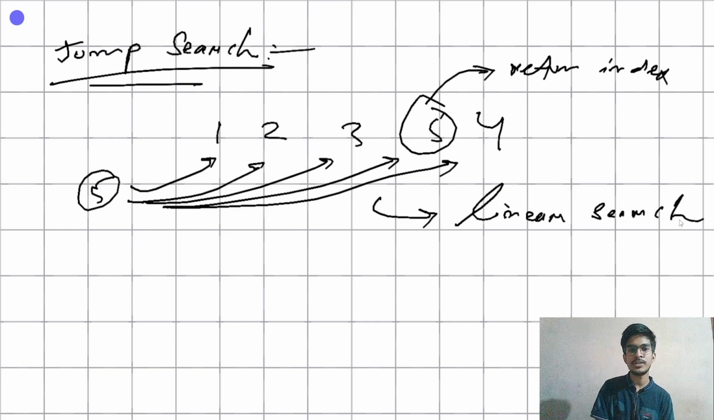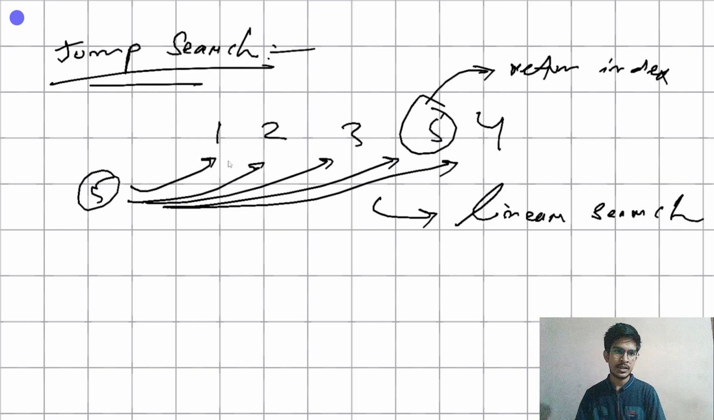But what happens with jump search? We're not taking one step, but some big step depending on the size of the array. If the size of the array is very big, we'll take a big step. If the size of the array is small, then we'll take a small step. So let's explain the main idea of jump search.